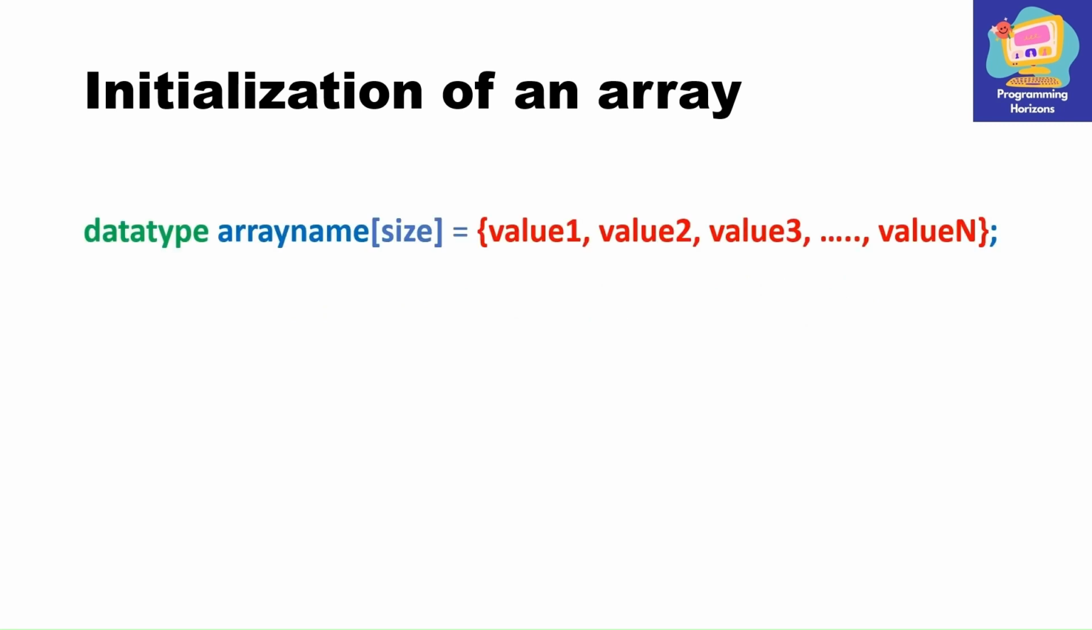Initialization of an array is also a straightforward process. Here again, we first mention the data type of the array and then we supply array name along with the size of the array inside a pair of square brackets. Then we put an assignment operator, and finally the values that we want to store inside our array must be written inside a pair of curly braces and they must be separated by comma operator, and finally we terminate this entire statement with a semicolon.